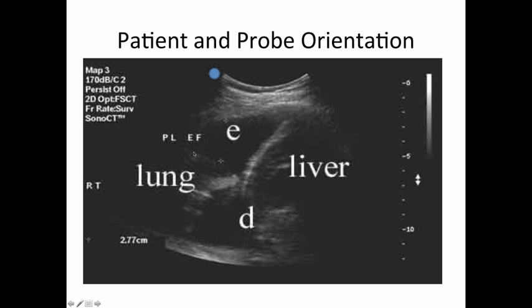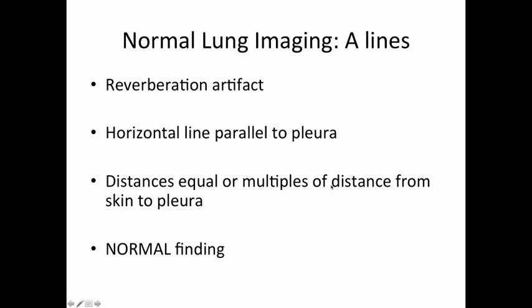This again is lung effusion, the bright white is diaphragm, and liver below. So with normal lung imaging, you can actually get what are called reverberation artifacts. So these are in fact artifacts, but findings that you will see within normal lung. This is going to be a horizontal line which is parallel to the pleura. This is actually a normal finding. This is an example here.